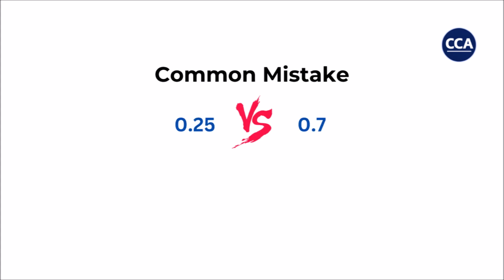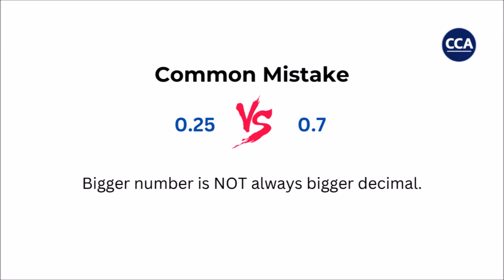Here is a very common mistake. Some students think 0.25 is greater than 0.7, because 25 is bigger than 7. But decimals do not work like that. 7 tenths is bigger than 25 hundredths. So, 0.7 is actually greater.